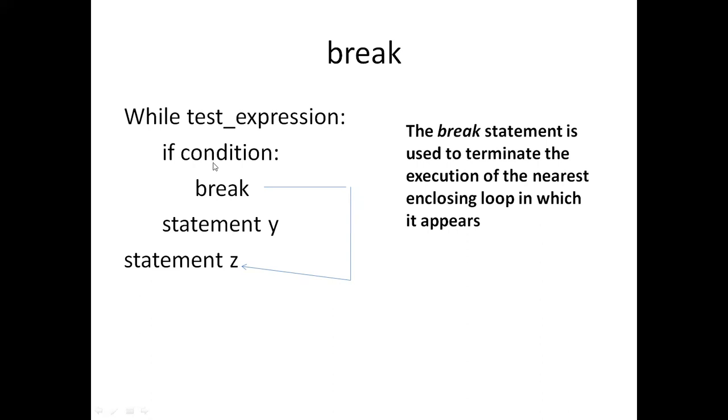Here one example is given, a while loop. In the while loop, we'll check whether the test expression is true or false. If it is true, we'll execute the statements given within the while loop. Here in the while loop, we have one more statement, an if statement, and in the if statement one condition is given. If this condition is true, we are going to break this while loop.